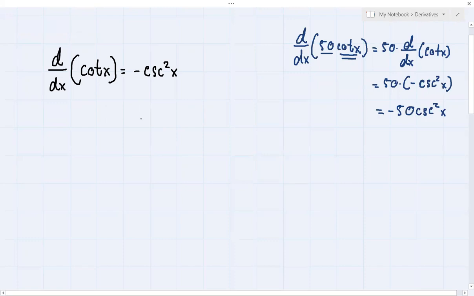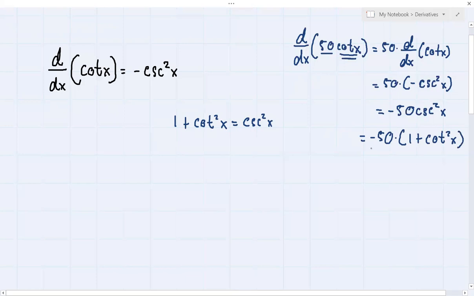Okay? So, itong si cosecant squared x, meron din siyang trigonometric function. Okay? So, we have 1 plus cotangent squared x, which is equal to cosecant squared x. So, that means I can rewrite this as negative 50 times quantity 1 plus cotangent squared of x. Ayan. So ito, pwede na to. Okay? Pwede na rin to, as your answer here.